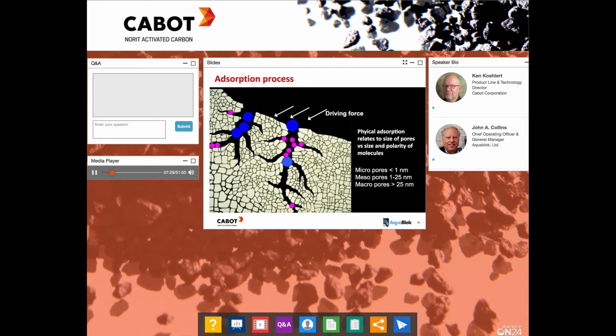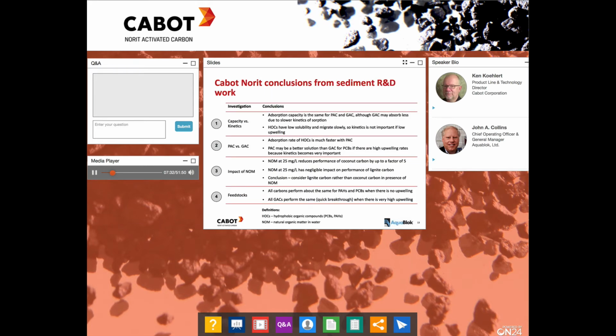Here we summarize the key findings from our research. First, the interplay between capacity and kinetics. The theoretical capacity is the same for both PAH and GAC forms, but utilization of GAC capacity may be reduced by slow kinetics. Second, because kinetics can be important, the choice of PAH or GAC form depends on the specific contaminant and cap conditions. For example, adsorption of hydrophobic organic contaminants, or HOCs, is much faster with PAH. In situations with high upwelling rates, PAH is preferred because kinetics then become important.